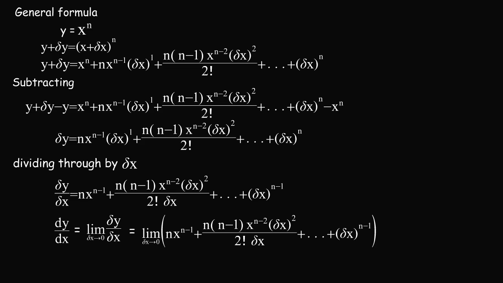As delta x tends to 0, delta x becomes 0. So putting delta x as 0 in our expression, all the parts with delta x equate to 0 and we are left with just n x raised to the power of n minus 1. So therefore dy over dx is equal to n x raised to the power of n minus 1. This is the general formula of differentiation. It states that if you have an equation y equals x to the power of n, or a function f of x equals x to the power of n, dy over dx will be equal to n x to the power of n minus 1.